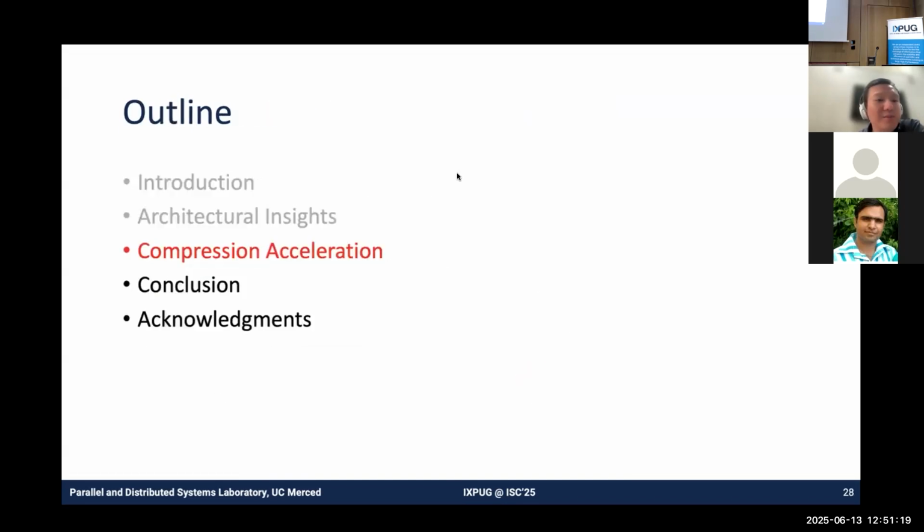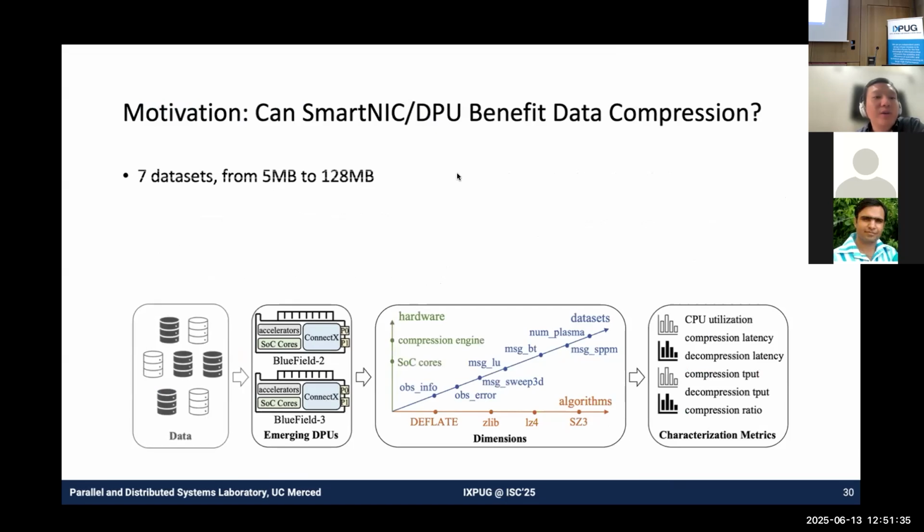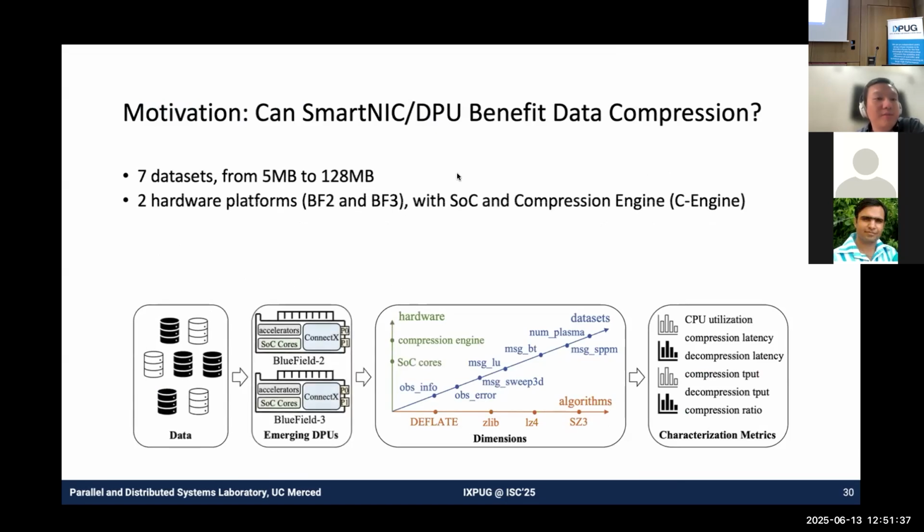So then let me quickly jump into workload acceleration from what we discussed earlier. Here we try to use compression as an example. Compression, many people definitely know, is broadly divided into lossless compression and lossy compression. So we collect some benchmarks on datasets from the community. We test with 7 datasets, 2 different hardware platforms, BF2 and BF3, and 3 lossless compressors and 1 lossy compressor from 6 different dimensions.